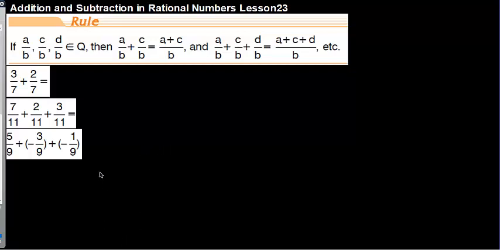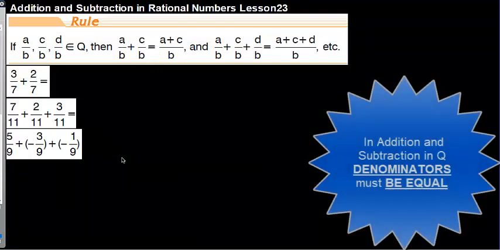In this video, I'm going to explain addition and subtraction in rational numbers. Here, as you see, a over b, c over b, and d over b are given. If you add them, a over b plus c over b, it's going to be a plus c over b. The most important rule about addition and subtraction in rational numbers: denominators must be equal.